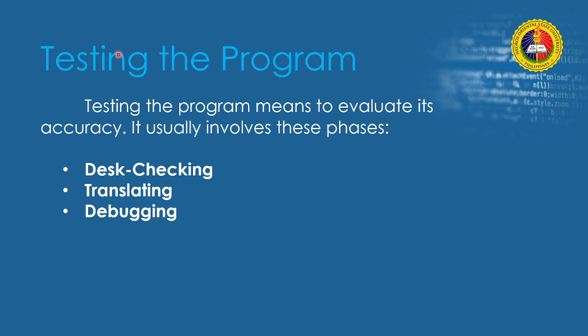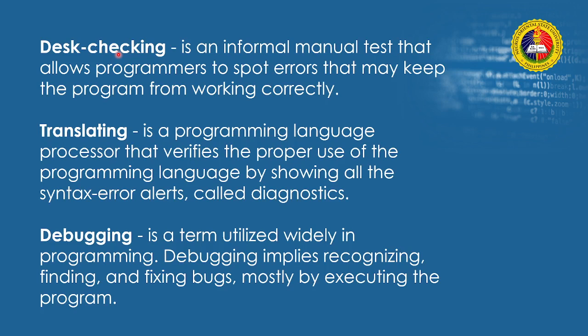Alright, and then we have testing the program. Testing the program means to evaluate its accuracy. It usually involves these phases: test checking, translating, and debugging. So basically, after you've created your program, the next step is to test whether or not it is working. The first way of testing is called test checking.